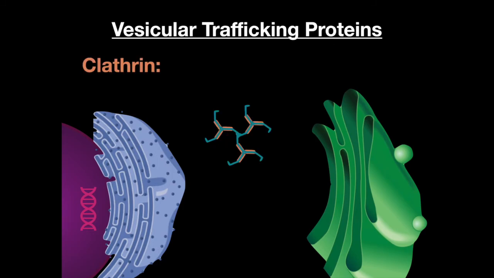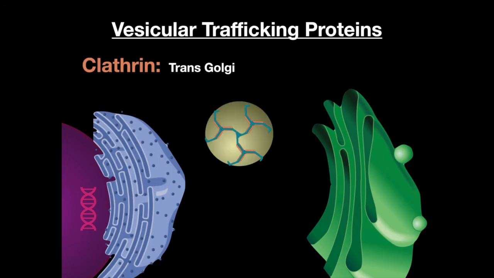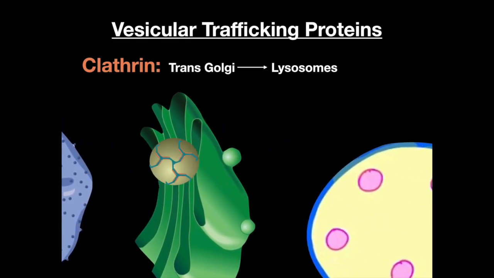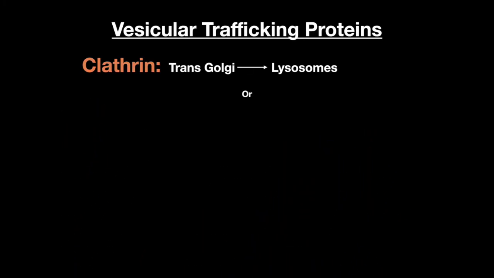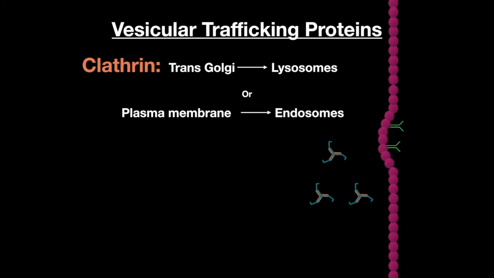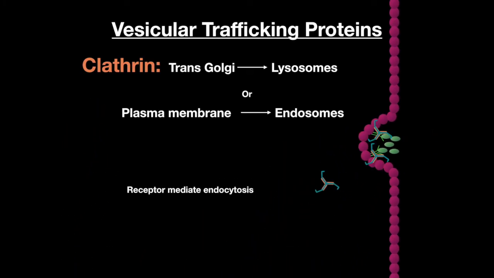Clathrin is a protein that transports vesicles from the trans Golgi to the lysosomes, or from the plasma membrane to the endosomes via receptor-mediated endocytosis.